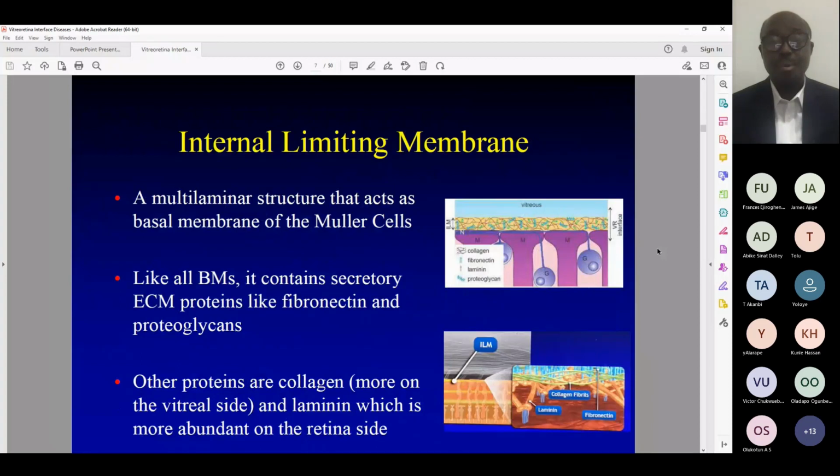The internal limiting membrane, which we've all seen and learned about in medical school, is a multilaminar structure that acts as a basal membrane of the Müller cells. We know this from basic sciences. Like all basal membranes, it contains secretory ECM proteins like fibronectin and proteoglycans, which can be seen in the pictures on the right-hand side. Other proteins are collagen, which is more on the vitreal side, and laminin, which is more abundant on the retina side.